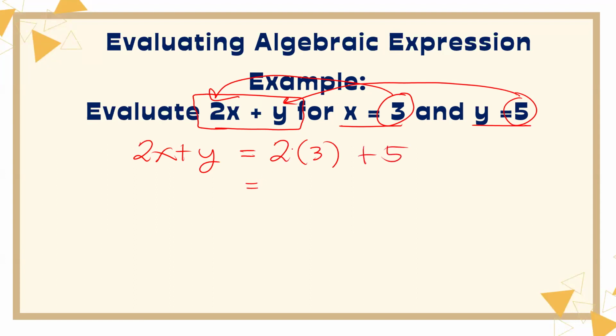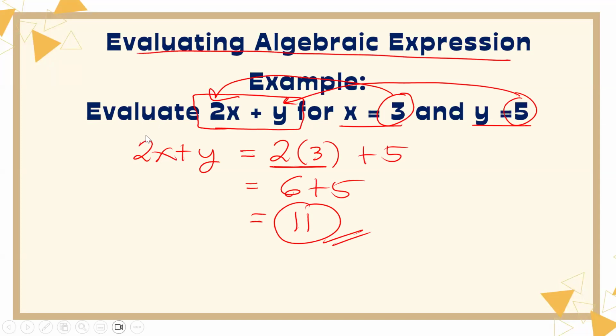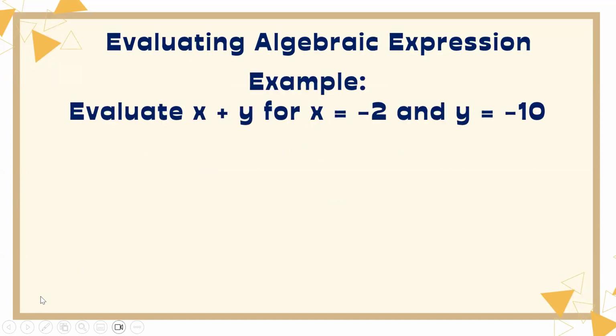Then we simply simplify, then follow PEMDAS, the PEMDAS rule: parentheses, exponent, multiplication and division, and addition and subtraction. So 2 multiplied to 3 is 6 plus 5. What's 6 plus 5? That's simply 11. So that is how simple it is to evaluate algebraic expression. Are you ready for the next example? Very good. Let's do another one.